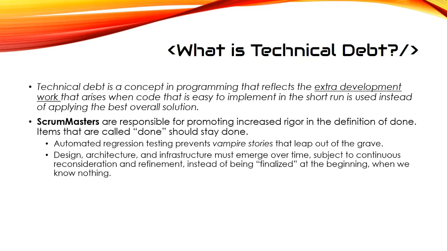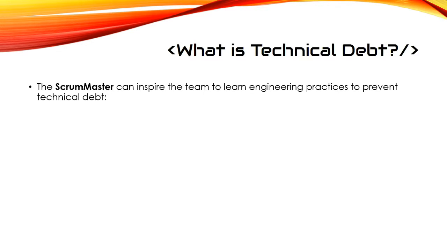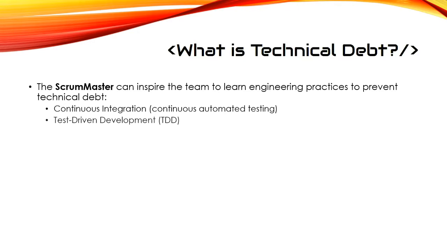Also make sure that your design and architecture and infrastructure emerge over time. They are subject to continuous reconsideration and refinement instead of being finalized at the beginning when we know nothing. So the Scrum Master can inspire the team to learn engineering practices to prevent technical debt, such as continuous integration, which is continuous automated testing. This means that every time you check in your code, it will run a suite of automated tests. Test-driven development, continuous merciless refactoring, frequent check-ins, and the list can go on and on.